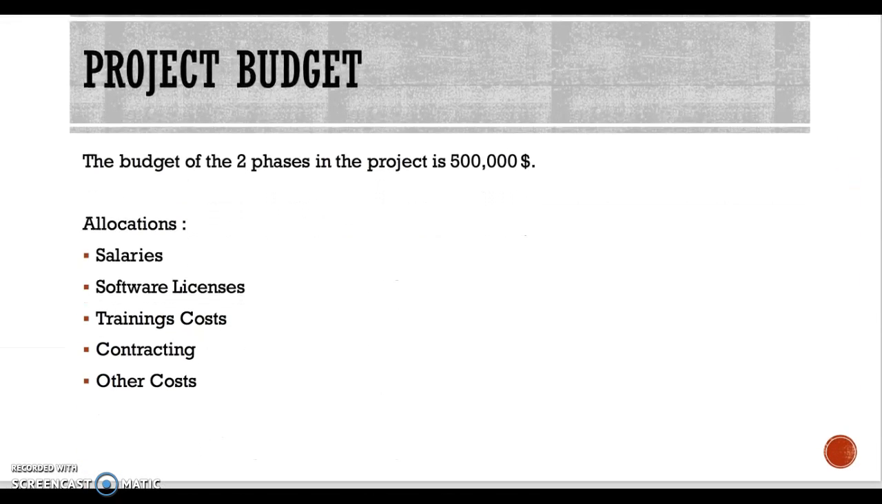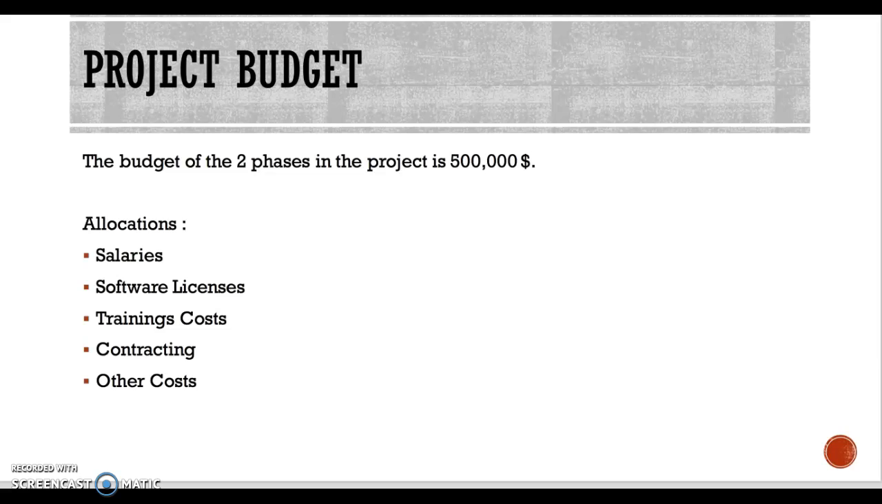Project budget. The overall project budget of the two phases is $500,000, and this will be allocated into 5 different categories. The first one is the salaries we pay for the people. The second one is the software licenses. As I told before, the new software licenses may cost something. And the third one is the training costs. If there is a new technology, we have to train our staff with the new technology. So those are the costs we invest in the project.